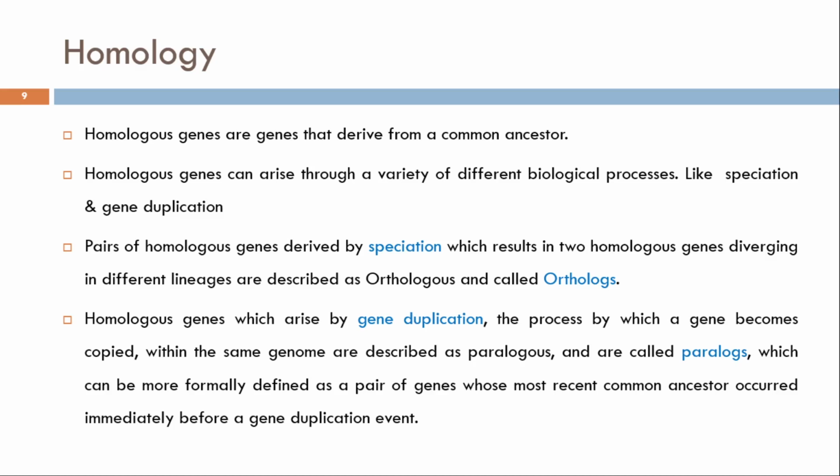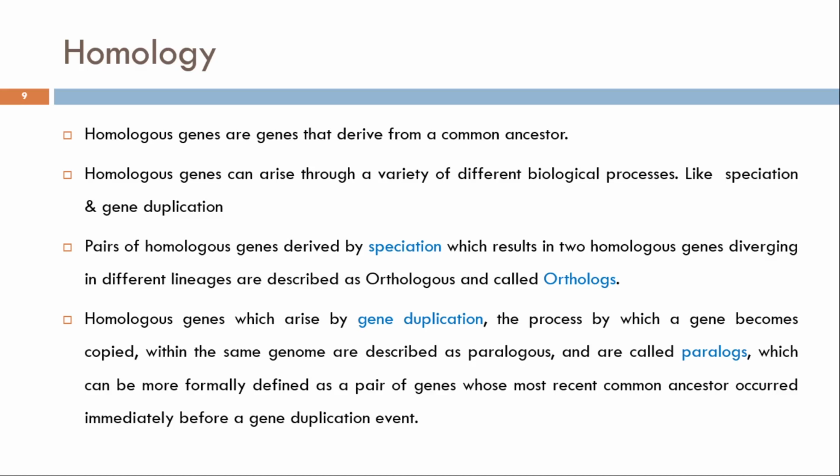So, lot of terminologies and lot of questions come in the competitive examinations. Maybe it is the PhD entrance examination, or you are going to appear for the CSIR NET examination, or the PhD related examinations, or the biotechnology eligibility test. You can find certain questions related with the homology. So let's discuss few of the concepts. So homologous genes are genes that derive from a common ancestor. Very simple. Homologous genes can arise through a variety of different biological processes.